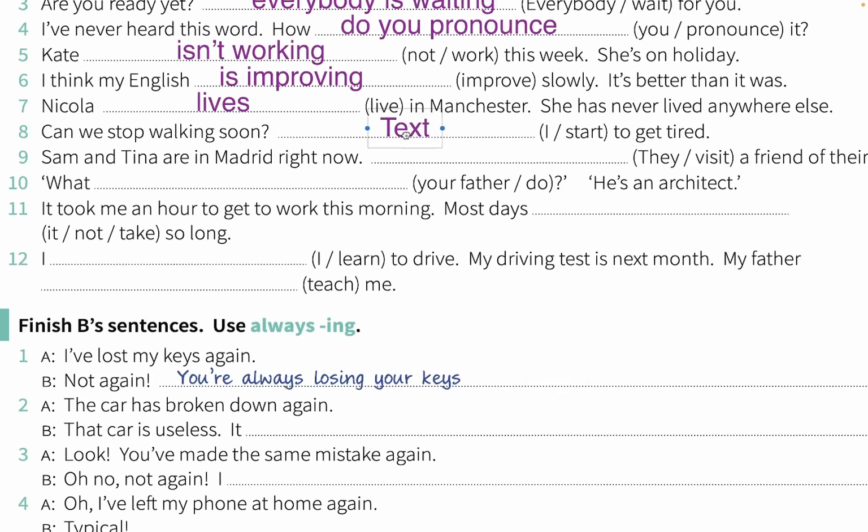Number 8. Can we stop walking soon? I start to get tired. I'm starting to get tired. Yes. I'm starting to get tired.